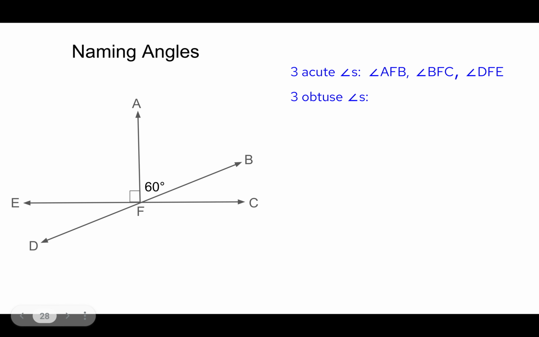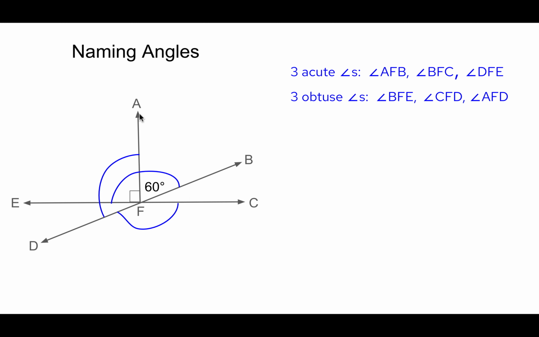Three obtuse angles are angles greater than 90 degrees but less than 180 degrees. So here's a big one, and we could say angle BFE or EFB. Also, we have CFD or DFC. And lastly, AFD or DFA.